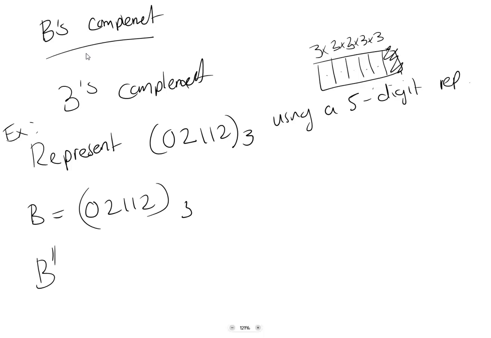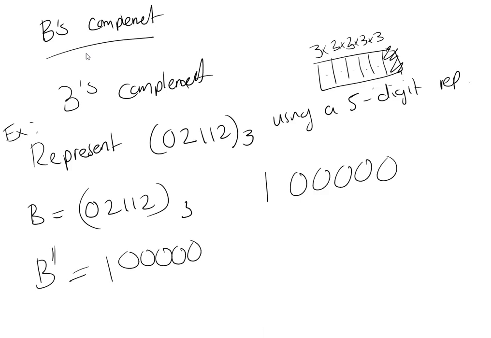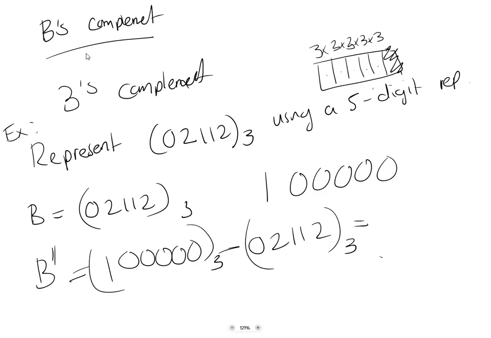So not this one. Which means that you're actually subtracting this number from this number to get the b's complement. So this is equal to 100000 minus 02112. This is a base 3 number, and if you compute this, you get the b's complement of it. So as an exercise, do the subtraction, and you'll get the number, and then you'll be able to know how to do the b's complement.